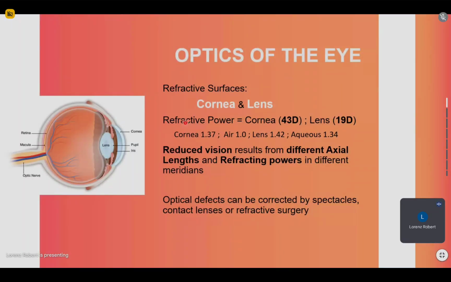The refractive index of the cornea is 1.37. Okay? So decreased vision may be due to a different axial length or different refracting powers in different meridians or in different axes. These defects can be corrected by spectacles or contact lenses or even refractive surgery.